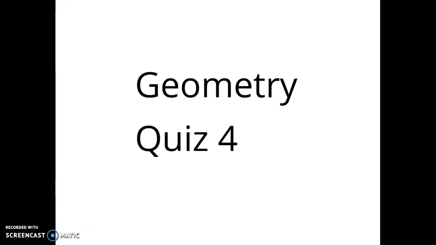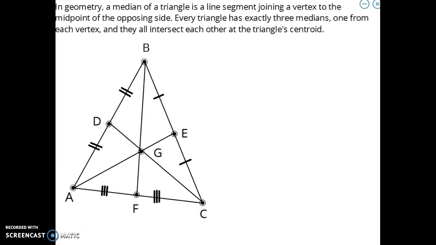Okay, this is part 2 of Geometry Quiz 4 review. So we're going to move on to medians of triangles. In geometry, a median of a triangle is a line segment joining a vertex to the midpoint of the opposing or opposite side, or the side that the vertex faces. Every triangle has exactly 3 medians, one from each vertex, and they all intersect each other at a triangle centroid. A centroid means that's the center part of that triangle.